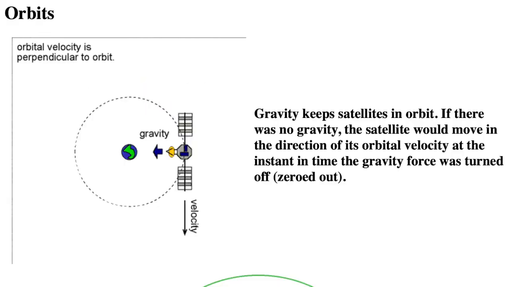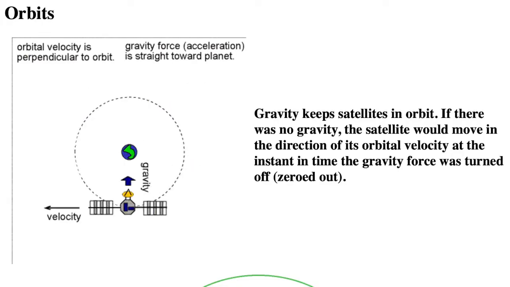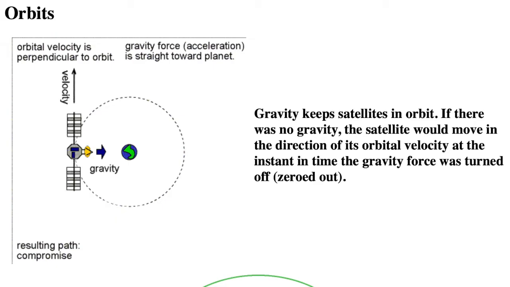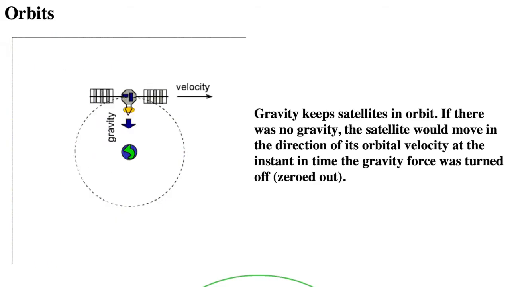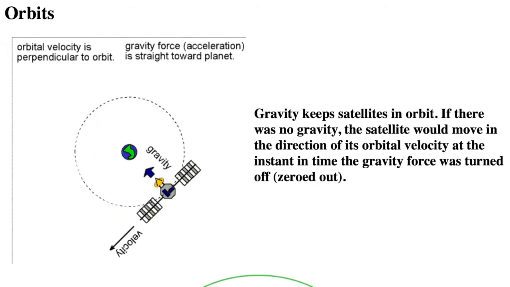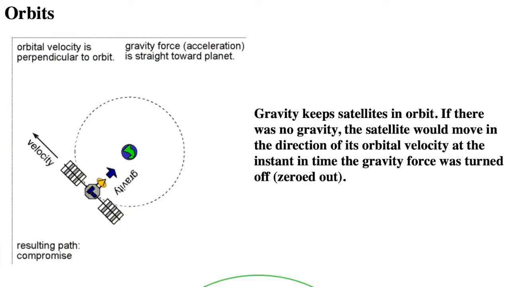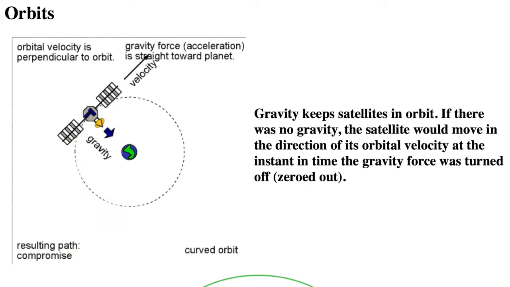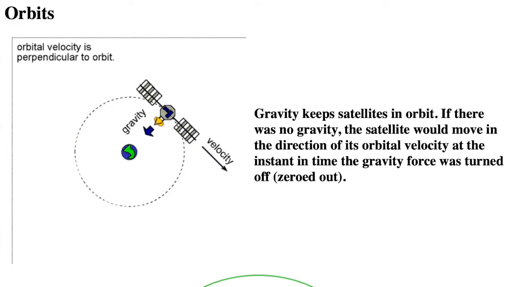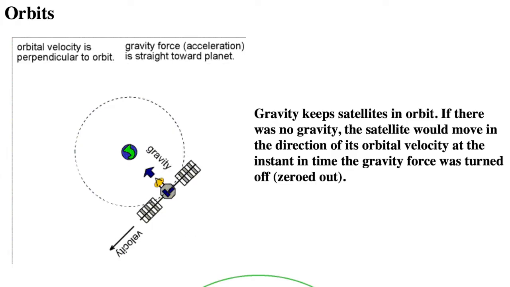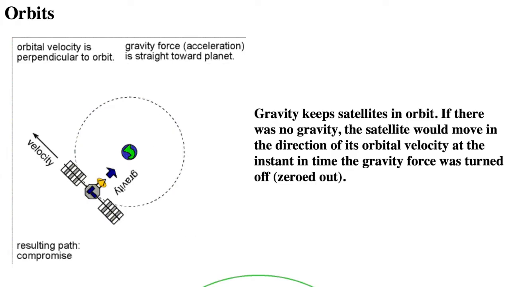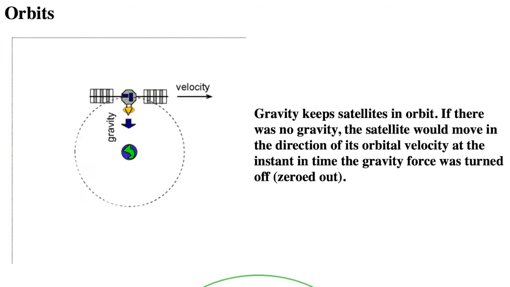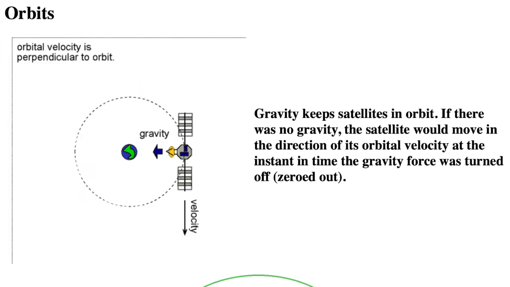Next slide. Gravity is what keeps satellites in orbit around the Earth. The animation shows that the orbital velocity is always perpendicular to the orbit. The direction of the gravitational force, and the acceleration, is always directly toward the center of the planet. The resulting curved path is a compromise of sorts between the two directions. Remember that the force causes a change in the orbital velocity.